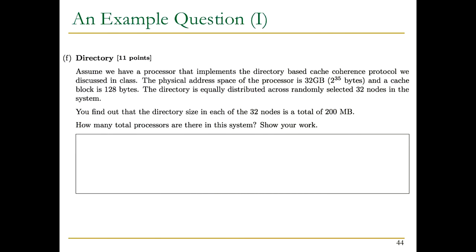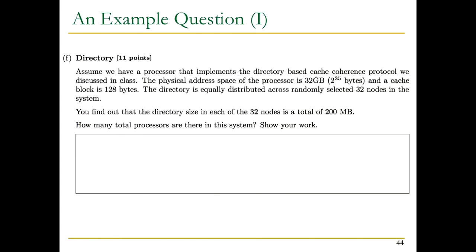So the directory is not in all of the nodes in this case. That's what this is trying to say, right? We just select 32 nodes and distribute the directory over there. You find out that the directory size in each of the 32 nodes is a total of 200 megabytes. How many total processors are there in this system? Hopefully this is an easy question, right?